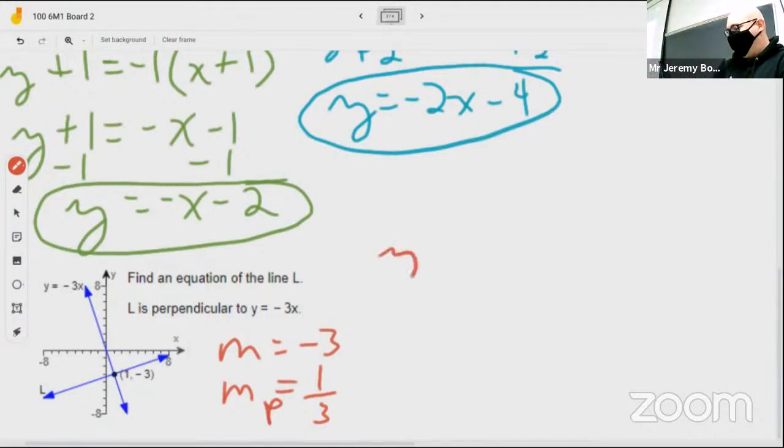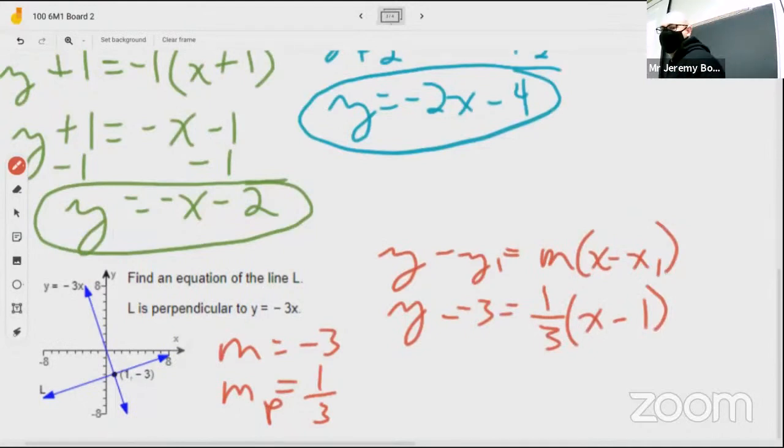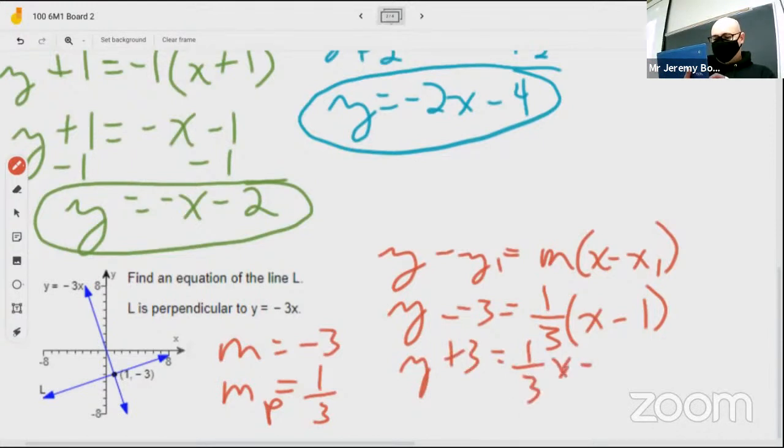Now we plug that in. y minus y sub 1 is equal to m times x minus x1. We don't have our choice of points; we've got to pick that one point. So we have y minus a negative 3 equals 1/3 times x minus 1. On the left-hand side, we have y plus 3. On the right-hand side, let's distribute the 1/3. We have 1/3 x minus 1/3. And we're going to subtract 3 from both sides to solve for y.